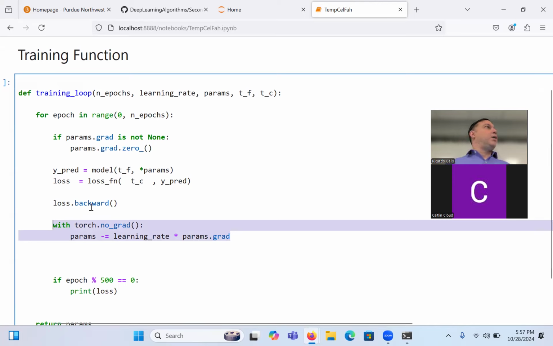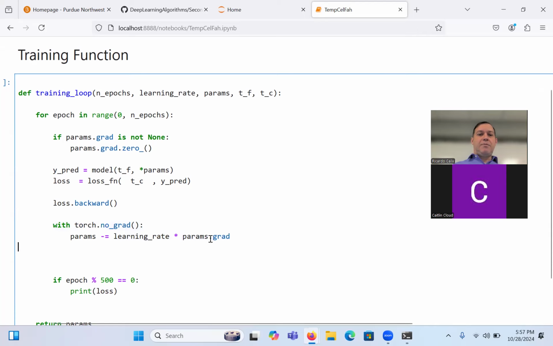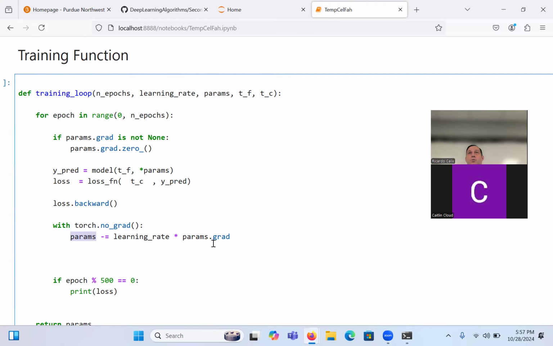So in the first step, we calculate the derivatives. Those values are now stored in these variables W and B that have a .grad field. And then all we have to do is we take params equal to params minus learning rate times params.grad. That's it. That's the magic of PyTorch. But we didn't have to hard code this.